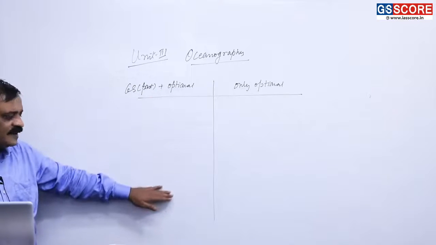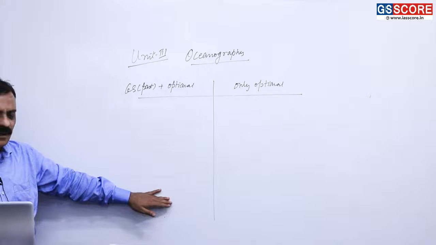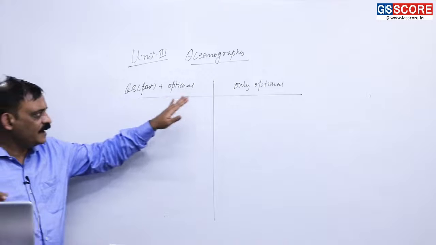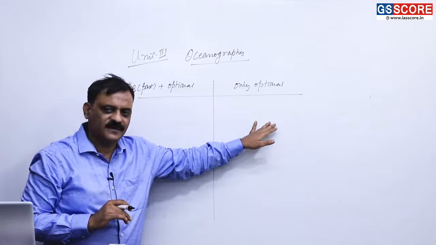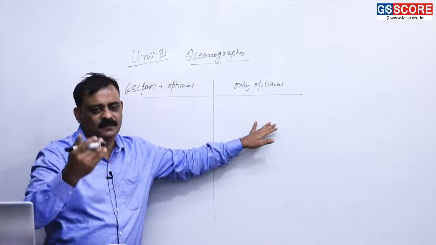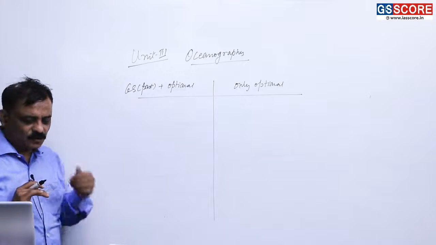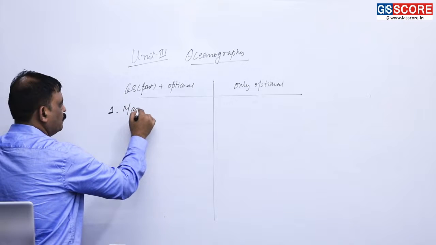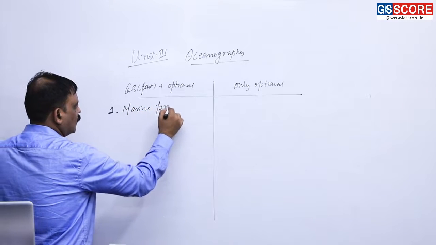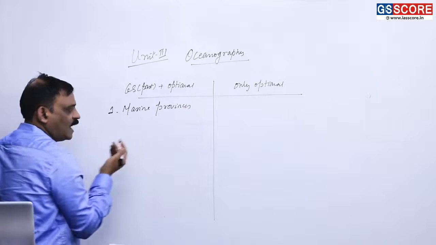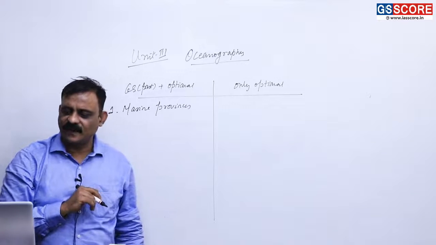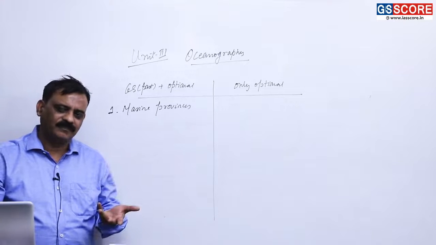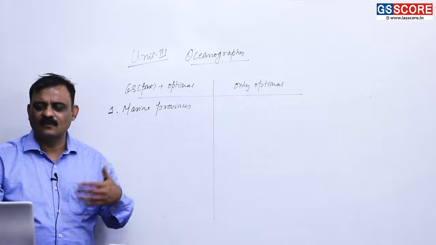So here we are writing the things in terms of the topics which you are going to study both in GS and the optional. And here we are going to write the topics which you are going to study only in the optional paper. Okay, so first topic is about marine provinces. Marine provinces. क्या आपको marine provinces GS के अंदर में पढ़ने होंगे, about the continental shelf, about the continental slope, about the continental rise and about the abyssal plain.